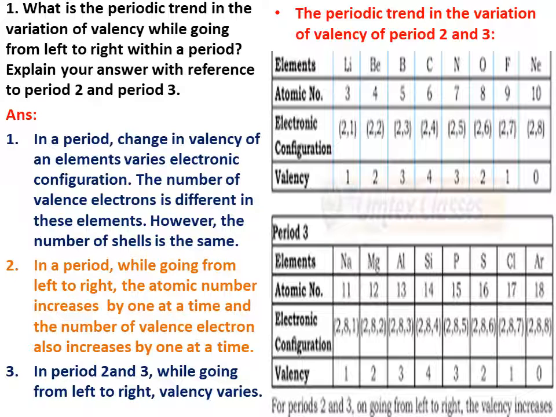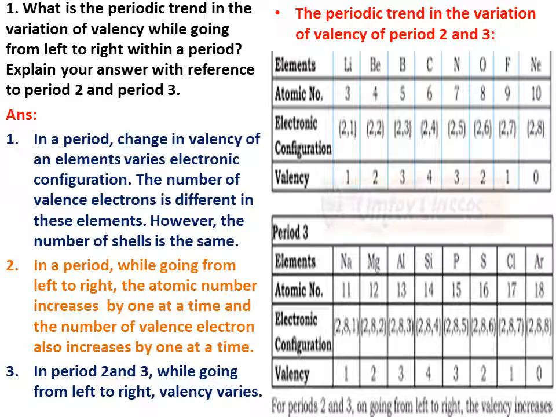Here are period 2 and period 3. The elements of period 2 are lithium, beryllium, boron, carbon, nitrogen, oxygen, fluorine and neon. The atomic numbers are also given here: 3, 4, 5, 6, 7, 8, 9 and 10. The atomic number increases by 1 at a time, and the number of valence electrons also increases by 1 at a time. So the change in valency of elements varies with electronic configuration. The number of valence electrons is different in these elements. However, the number of shells is the same.